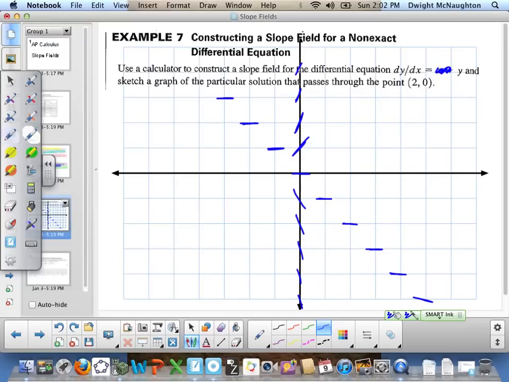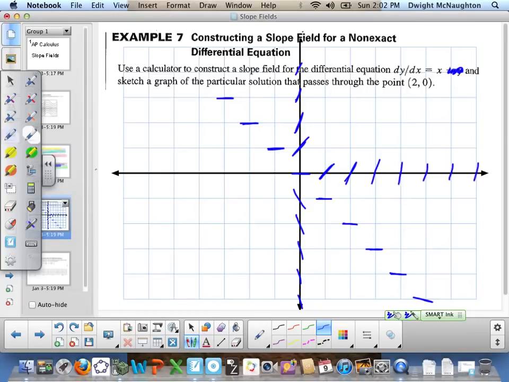All right. What happens when y is 0? Well, the slope is x. So here on the x-axis, where y is 0, the slope is whatever the x value is. Here it's 1, when x is 1. Here it's 2, so it's getting steeper and steeper.